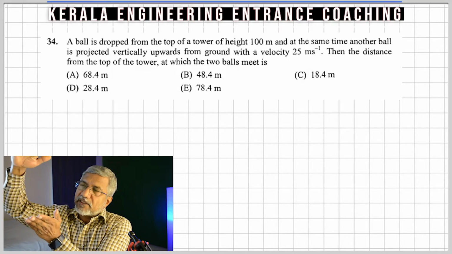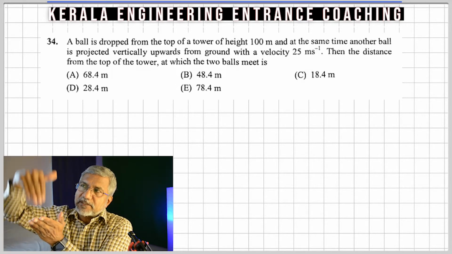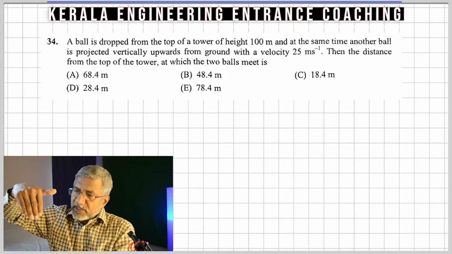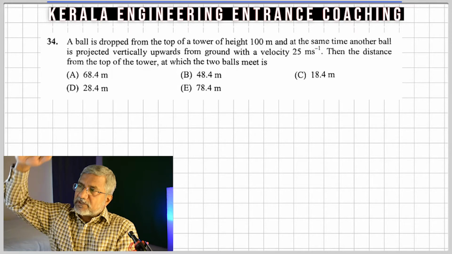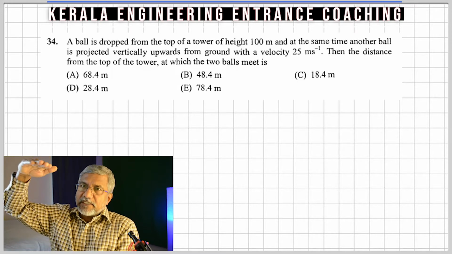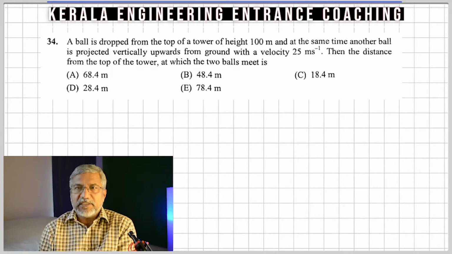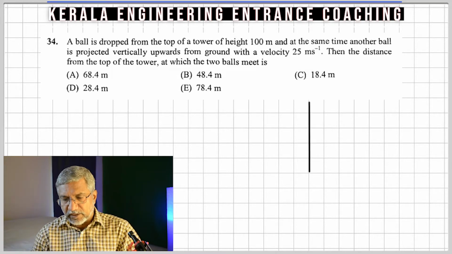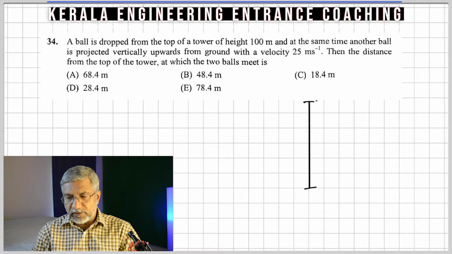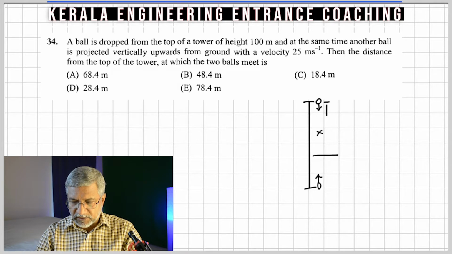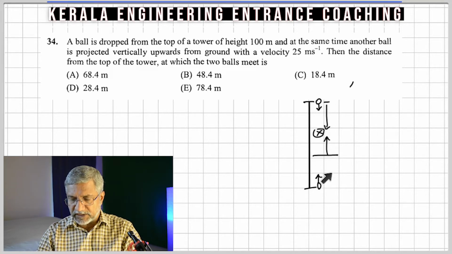Let's imagine that they meet x distance from the top. So if this is x, this is going to be 100 minus x because the total is 100, right? The remaining should be 100 minus x. So let me show you the diagram. So that is the tower. The ball is dropped from there. This ball is thrown up, and this is where they meet. This is taken as x, so this would be 100 minus x.